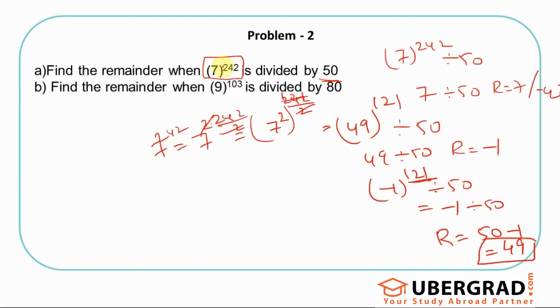Not always will the question be so easy that you will see a plus or minus 1 coming out. Sometimes it might ask you to actually do something like this, 7 square, 7 cube, something like that. So have a look for that always.